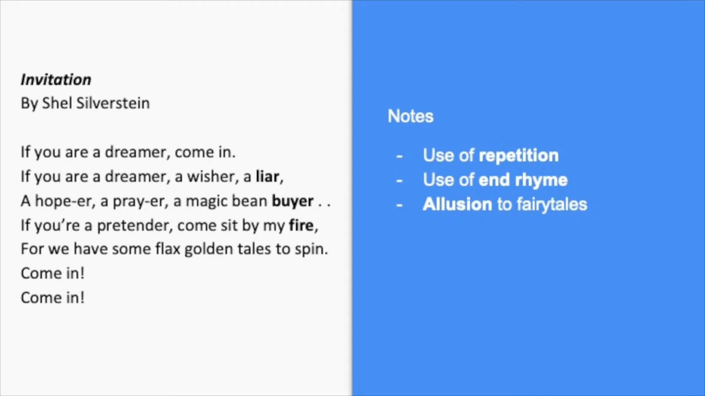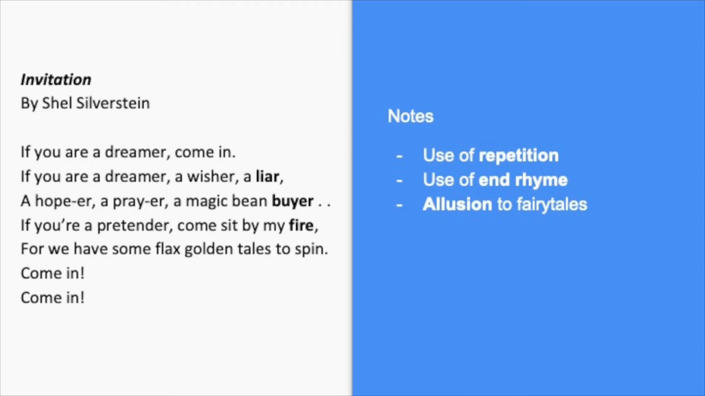was the use of repetition. So repetition is when you repeat words or repeat phrases through a poem. And in this poem, we can see that Shel Silverstein, the writer, repeated the word dreamer quite a lot. So in the first and second line, he also repeated the phrase come in.